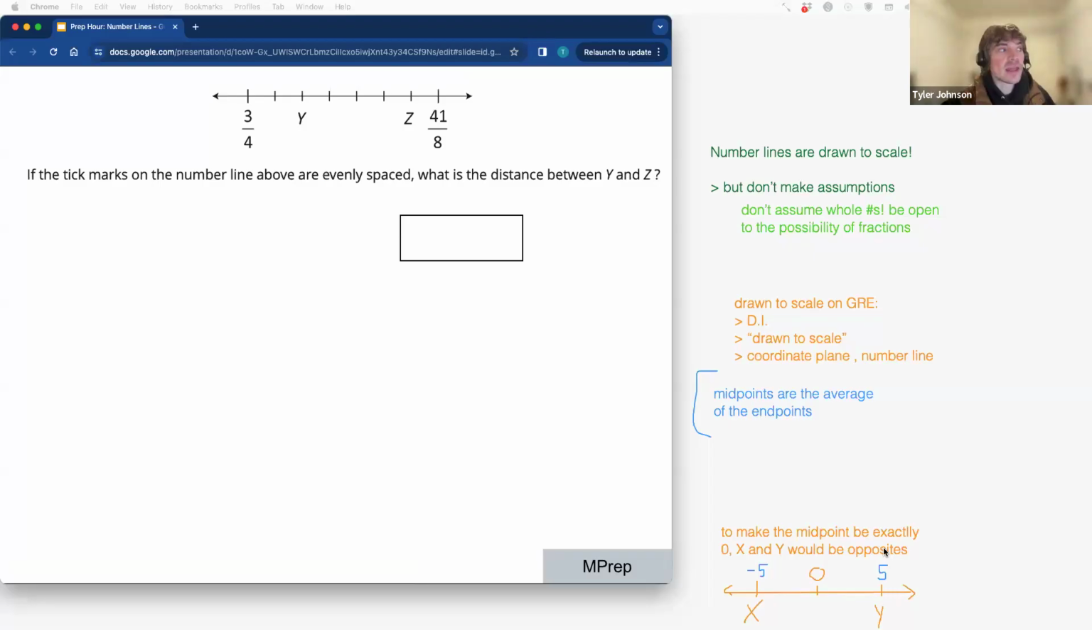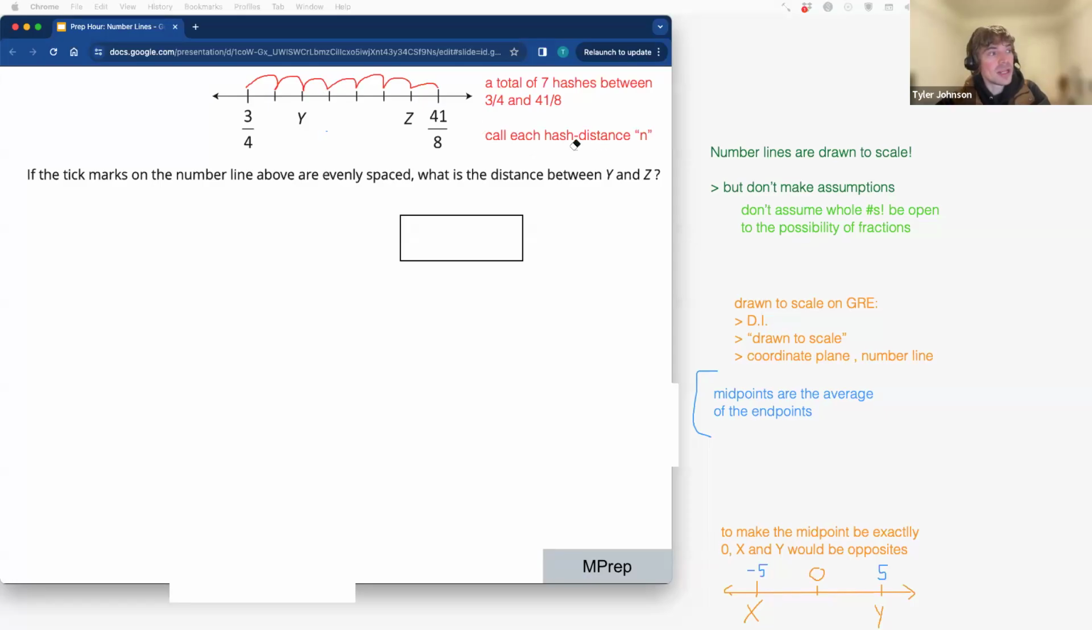Before I can say anything about Y and Z here, I've got to make sense of the numbers I do know, because I'm provided 3/4 and 41/8. And I know the tick marks are evenly spaced. So count up those tick marks and you'll find there are seven regions of equal distance between 3/4 and 41/8. And I'm just going to call each of those hash distances n.